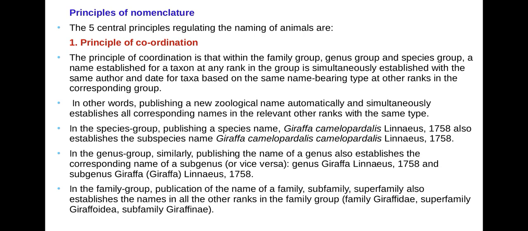In other words, publishing a new zoological name automatically and simultaneously establishes all corresponding names in the relevant other ranks with the same type. In the species group, publishing a species name also establishes the subspecies name. In the genus group, similarly, publishing the name of a genus also establishes the corresponding name of a subgenus or vice versa. Then in the family group, publication of the name of a family, subfamily, or superfamily also establishes the names in all the other ranks in the family group.